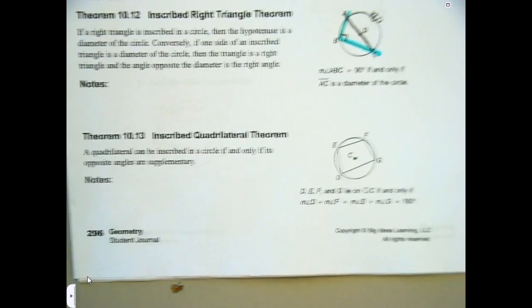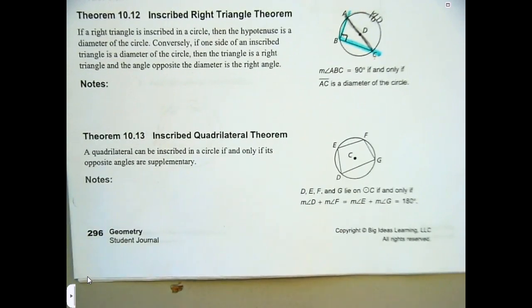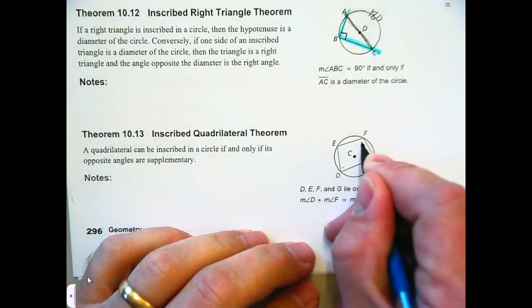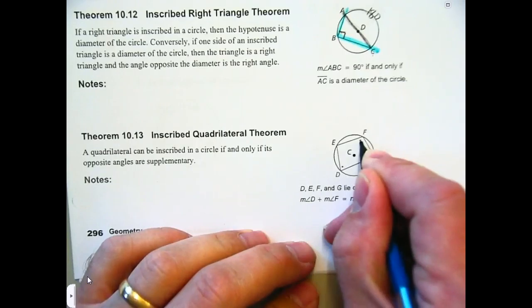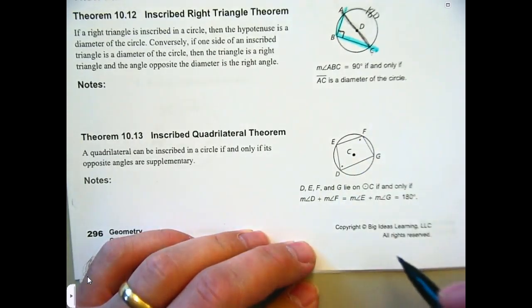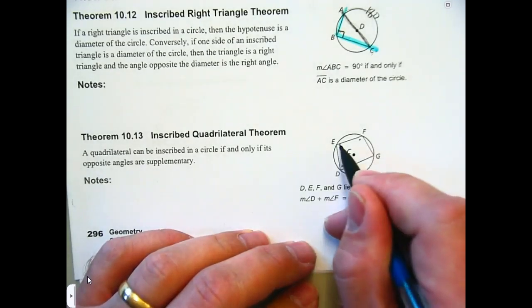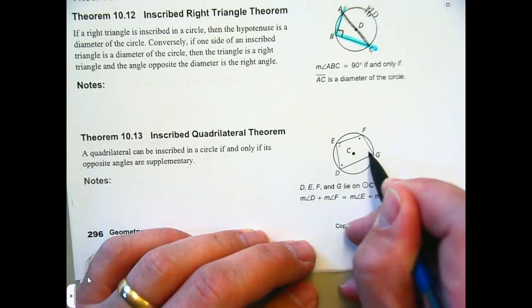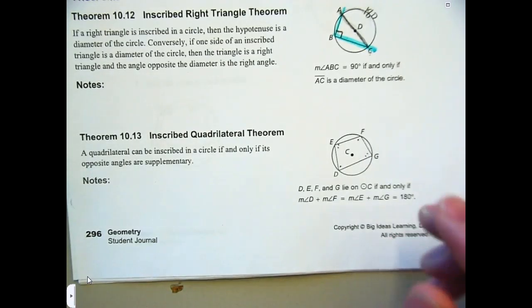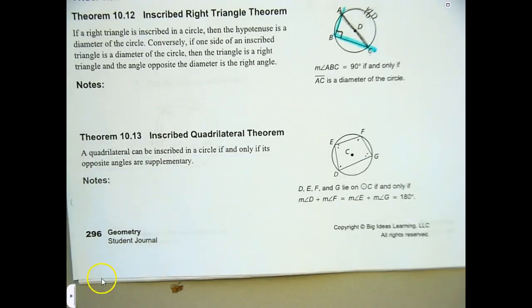The next one: a quadrilateral can be inscribed in a circle if and only if its opposite angles are supplementary. That means this and this, if supplementary, add up to what? 180. So D plus F have to add up to 180, and G plus E have to add up to 180. How come? Talk about it. How come that has to be? Using the same ideas that we've been studying.